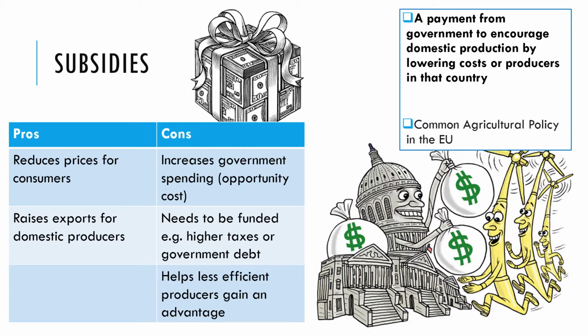So perhaps the reason the farmers couldn't compete in the first place is because they're not as efficient as the foreign farmers, but actually by subsidizing them, we're helping to protect less efficient businesses within the economy.